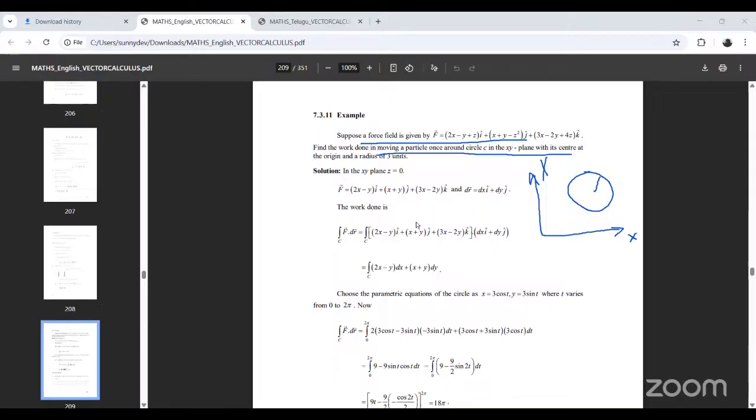So this is the thing. This is the F. So work done is nothing but what is F? F dot dr. So this is the work done. That is (2x minus y) i plus (x plus y) j, and (3x minus 2y) k. And we know that dr equal to dx i plus dy j.